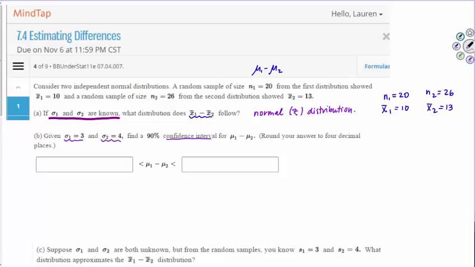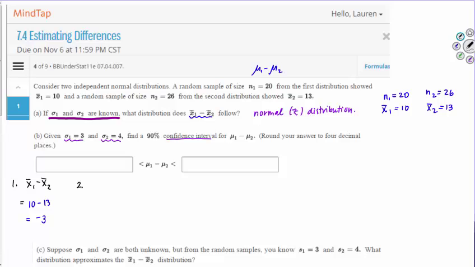So remember here there's three steps to any confidence interval. First we need the point estimate, and the point estimate is the best guess we have for the difference in means, so that's the difference in sample means. The sample mean 1 was 10, sample mean 2 is 13, so the difference that we have in sample means is -3. That's our starting point for the confidence interval.